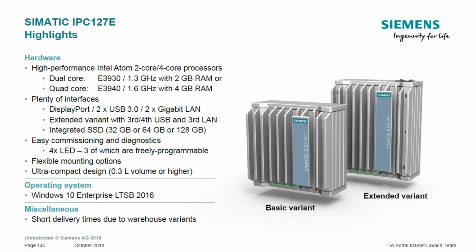The extended version, you see the difference here, basic variant and extended variant. Those are just different in the number of ports which are available. So you see on the extended variant, it has a port on top, which is an extra Ethernet port, and I think it has one more USB port as well on the bottom. We also have short delivery times due to warehouse variants. So short delivery times seem to be promised. And one thing is also the flexible mounting options, and I do have an extra slide for that as well.